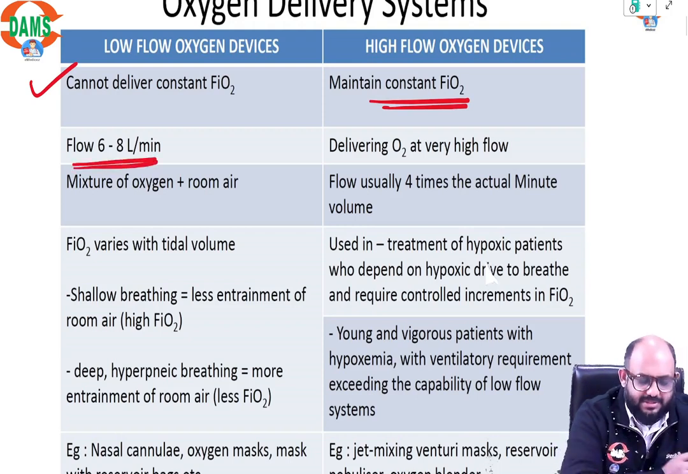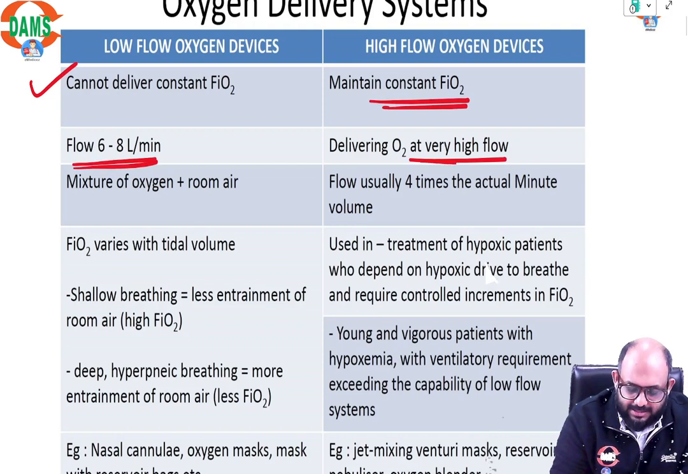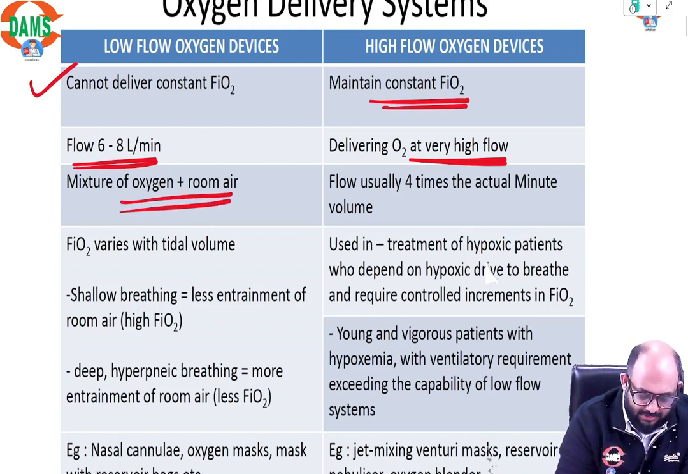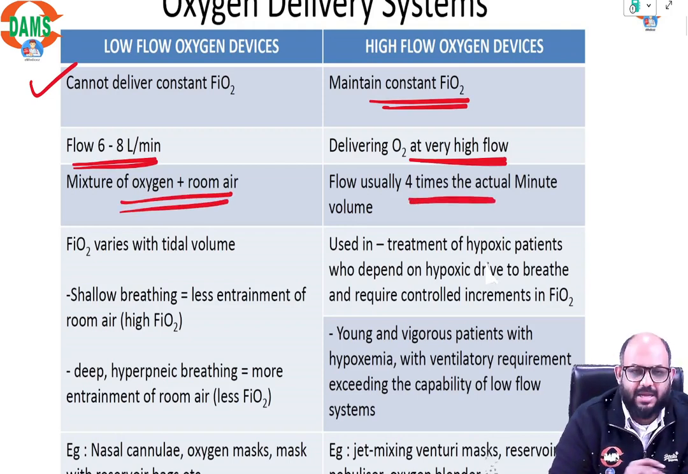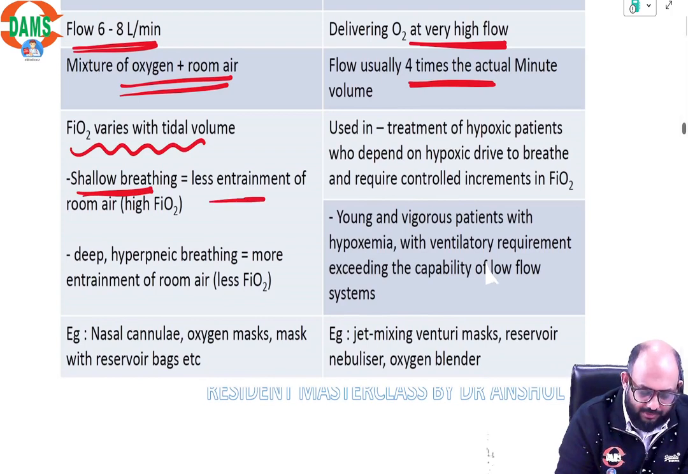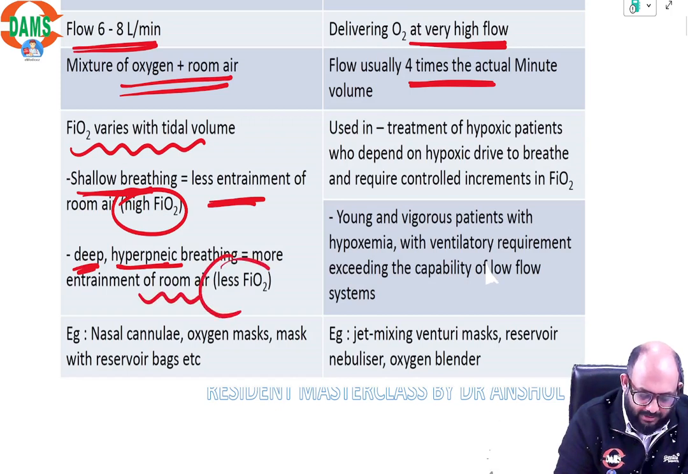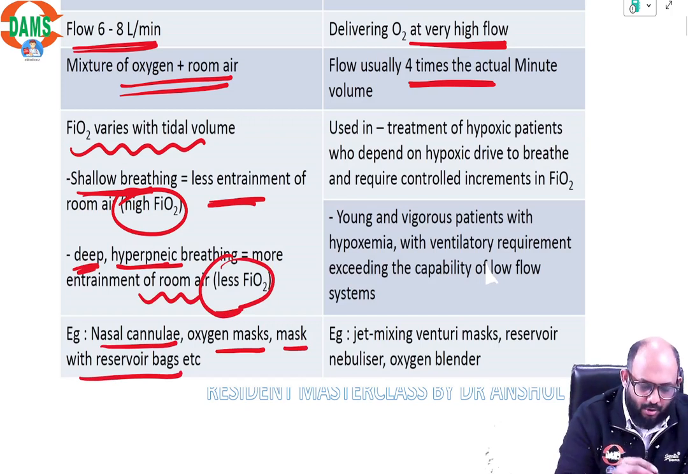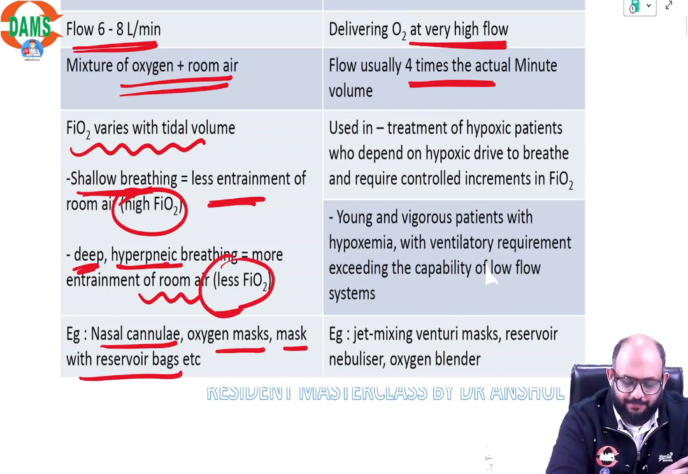Flow rates are between 6 to 8 liters per minute. These deliver a very high flow rate mixture of oxygen and room air, usually 4 times the actual minute volume. FiO2 varies with tidal volume. So if the patient is breathing shallow, there is less entrainment, so high FiO2. If there is hyperapneic or deep breathing, then more entrainment of room air, less FiO2. Examples are nasal cannula, oxygen mask, oxygen with reservoir bag.